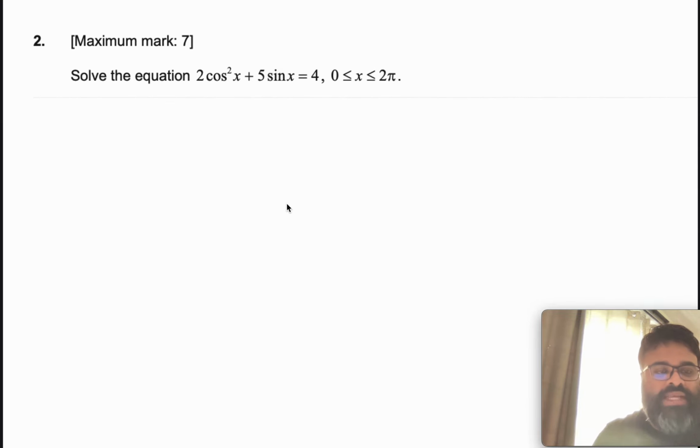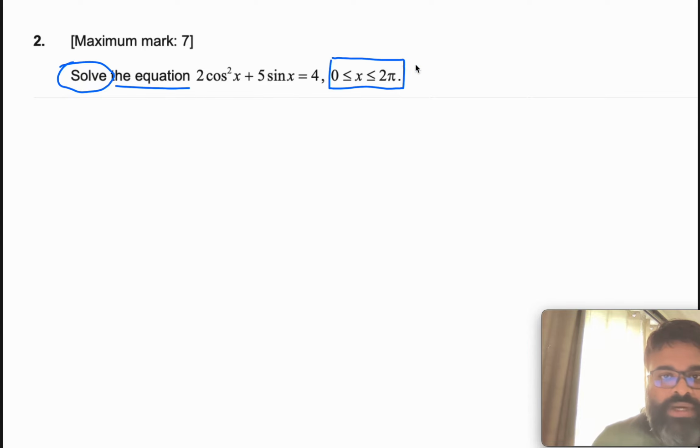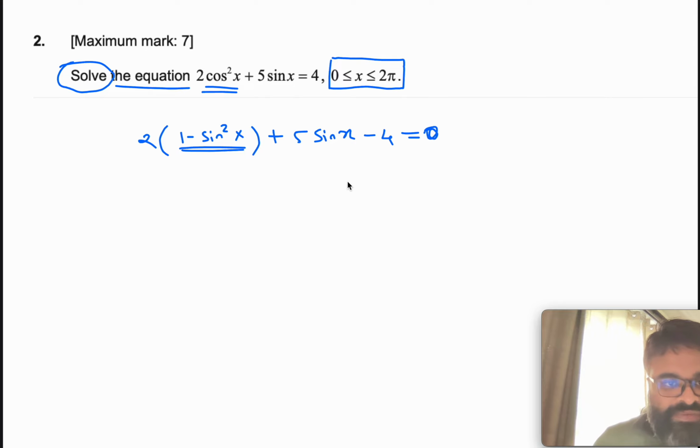Here, okay, second question we have: solve the equation. Now to solve the equation, you have to find the value of x. And remember, your x has to be between 0 and 2 pi. So let's solve this one. It's a cos square x, it's a quadratic equation. So you can use the formula here. 2 cos square x will become 1 minus sine square x. That's the value of cos square x, plus 5 sine x minus 4. I took 4 on the other side, equal to 0. It's good to have 0 on the right hand side.